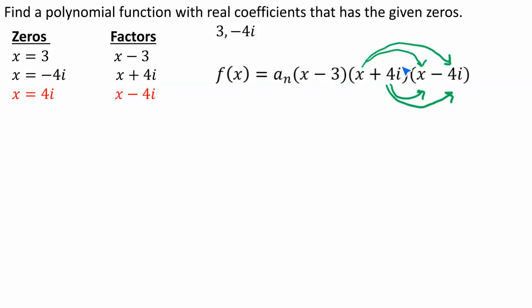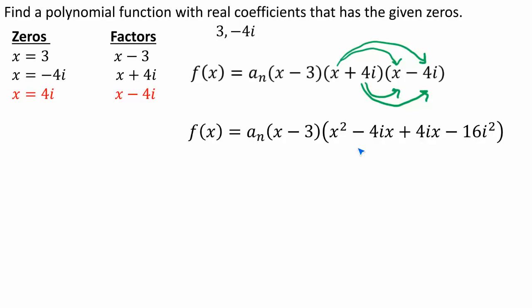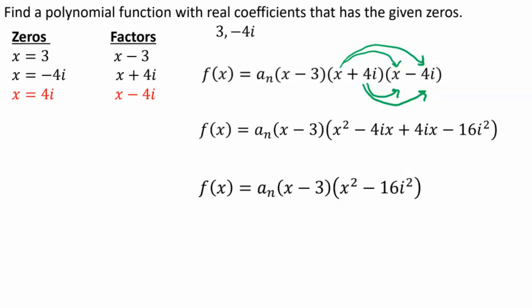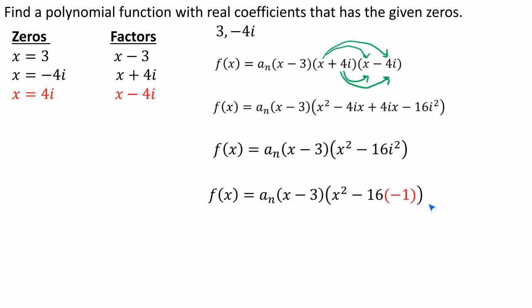I always like to start with the complex number. So x times x is x squared. And then x times negative 4i is negative 4ix. 4i times x is 4ix. 4i times negative 4i is negative 16i squared. And what do we know about i squared? We can simplify in here. 4ix plus 4ix is 0. And then i squared is negative 1 times negative 16. And so we end up with x minus 3 times x squared plus 16.